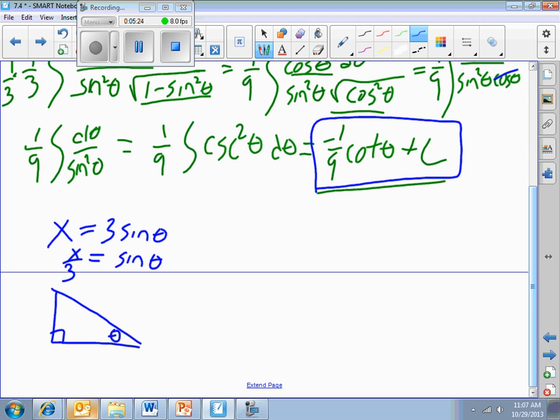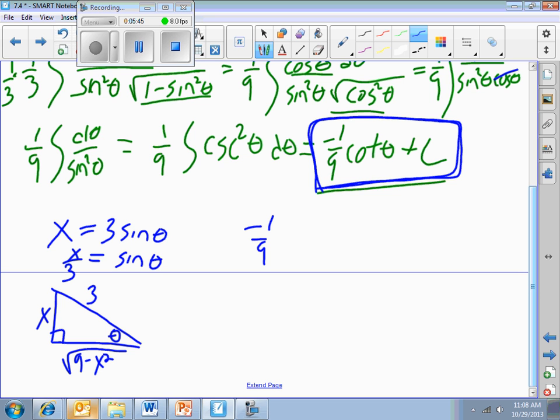So from theta, we know that the sine is opposite over hypotenuse. So if the sine of theta is x over 3, then this would be x and this would be 3. I'm going to go ahead and use the Pythagorean theorem to figure out this adjacent side here, which is the square root of 9 minus x squared. Now let's look back up at this original one and see what we have.